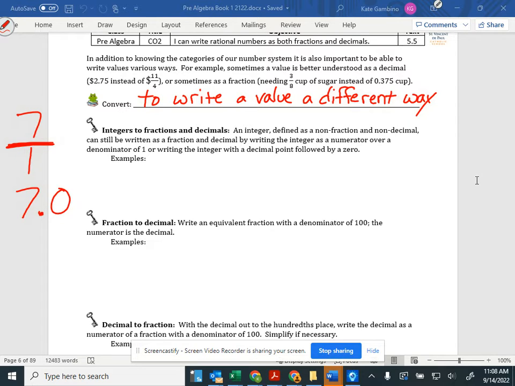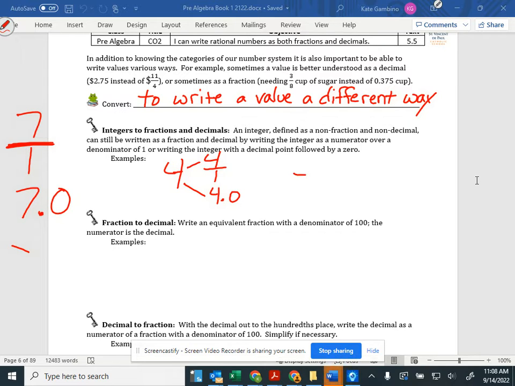So here are some other examples. If I have an integer of 4, what would my fraction look like? James? 4 over 1. Okay. I forgot the word. Yep. What would my decimal look like? Tegan? 4.0.